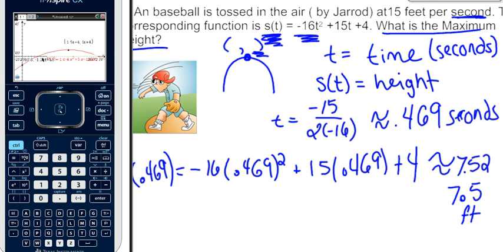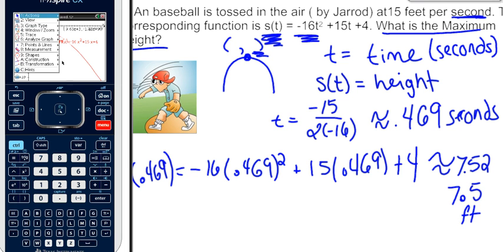Okay, another way to solve this, we can of course graph our function. So negative 16x squared plus 15x plus 4. If we go to zoom fit, we can see that our vertex is very, very close to the origin. So it makes sense that it's not in the air very long, this baseball. If you toss something in the air, it really doesn't stay in the air very long. So it makes sense that those seconds are close to 0. It's not very long before the ball will reach its maximum.